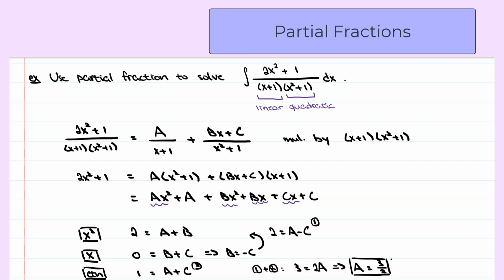And let's substitute this back into equation 1. We get 2 equals 3 over 2 minus c. So c is 3 over 2 minus 2, which is negative 1 over 2. And from here, we know that b is negative c. So b is 1 over 2.